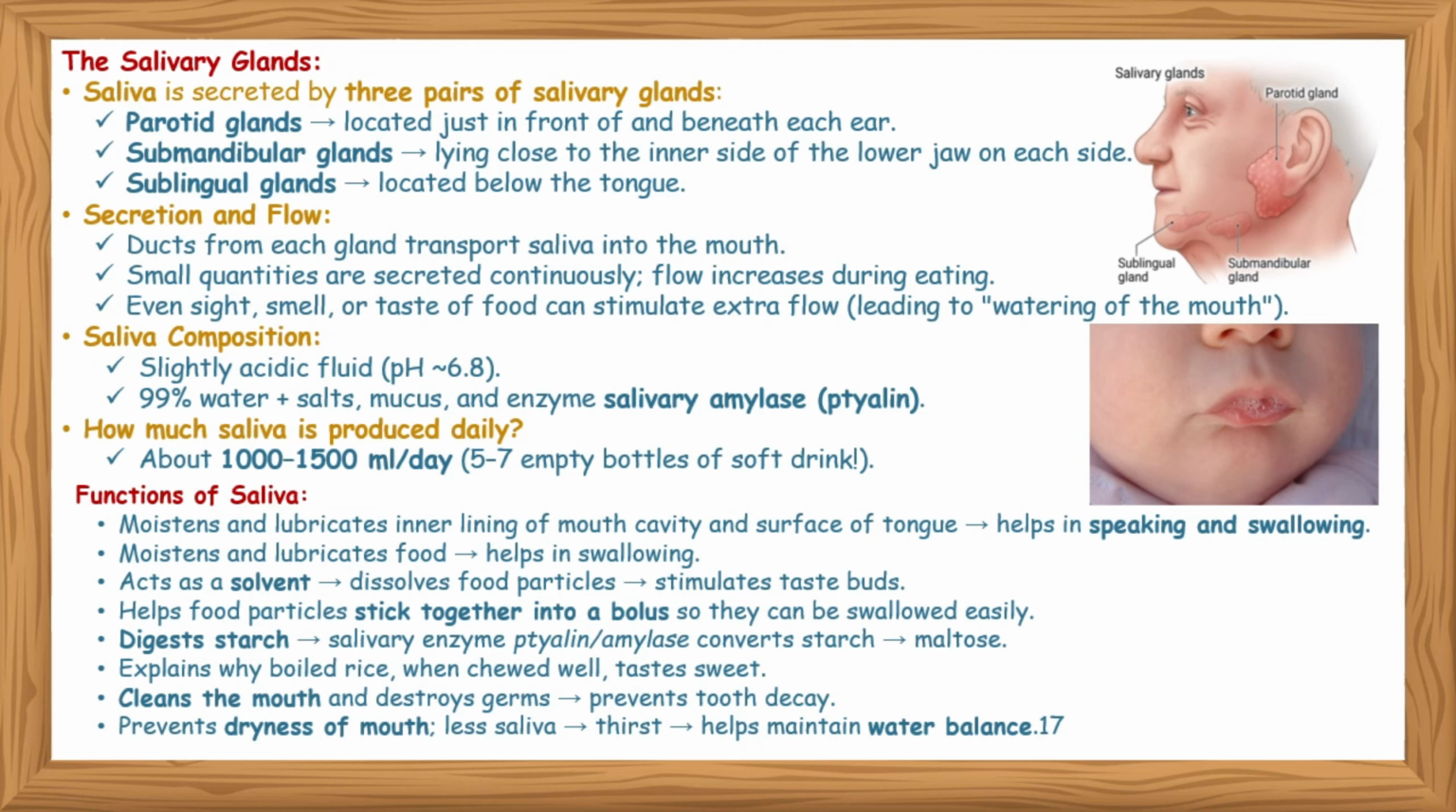It dissolves food particles. It stimulates taste buds. It helps food particles stick together into a bolus so they can be swallowed easily. It digests starch. The salivary amylase, ptyalin, converts starch into maltose. It explains why boiled rice, even chewed well, tastes sweet. It cleans the mouth and destroys germs. It prevents tooth decay and dryness of the mouth. Less saliva will produce thirst, and saliva helps maintain water balance.